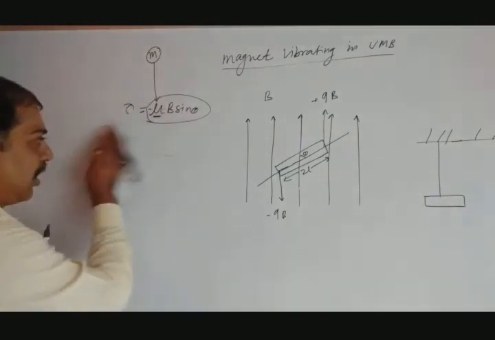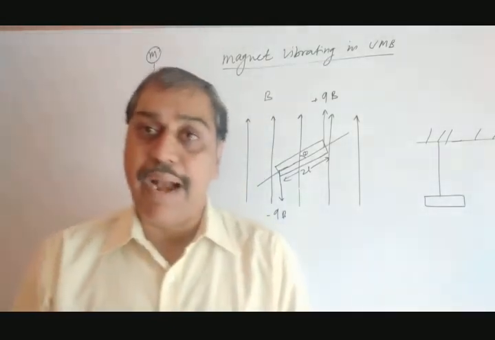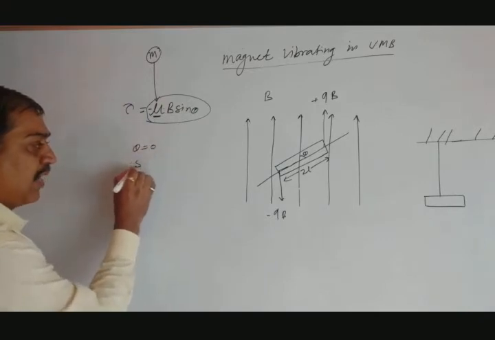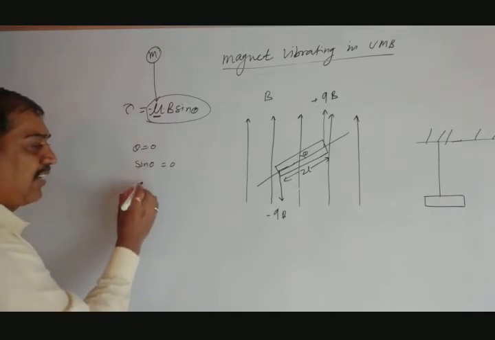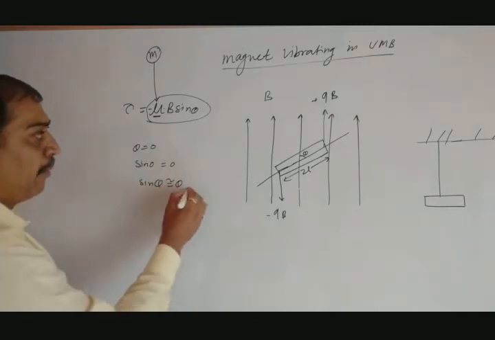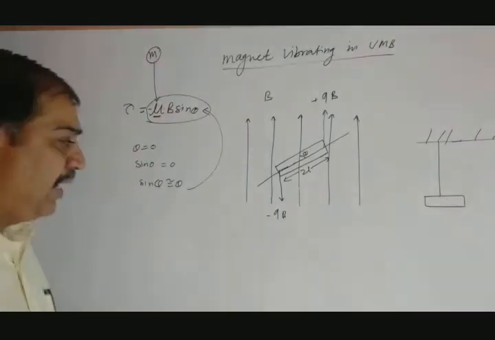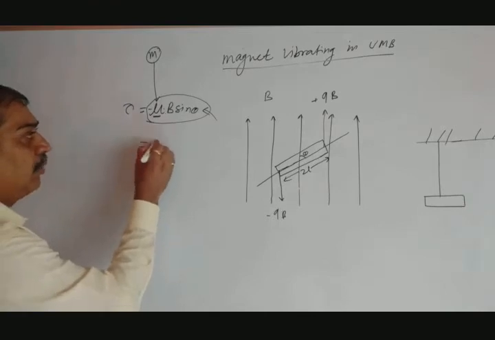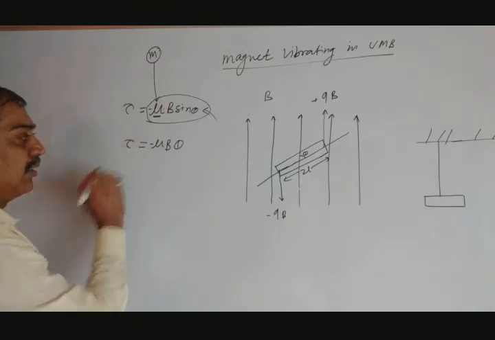Let's go further. Now we have written tau equal to minus mu into B sin theta. If theta is very small, theta equal to 0, sin of 0 is what? It is 0. So when theta is very small, you can write sin theta is nearly equal to theta. Put this value here, and rewrite the equation as tau equal to minus mu B theta. This is the torque.